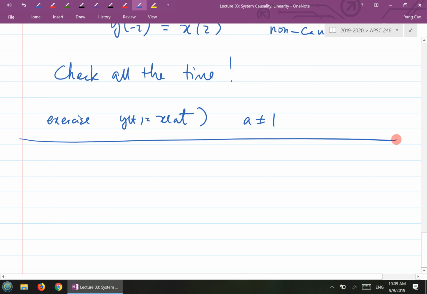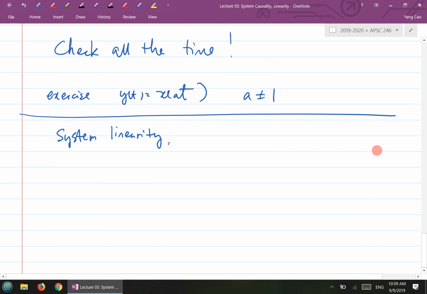All right, let's move on from system causality to the next system classification, which is system linearity. I mentioned three different classifications, so this will be the second one. Before we give the formal definition of system linearity, I need to introduce a new concept called operators.